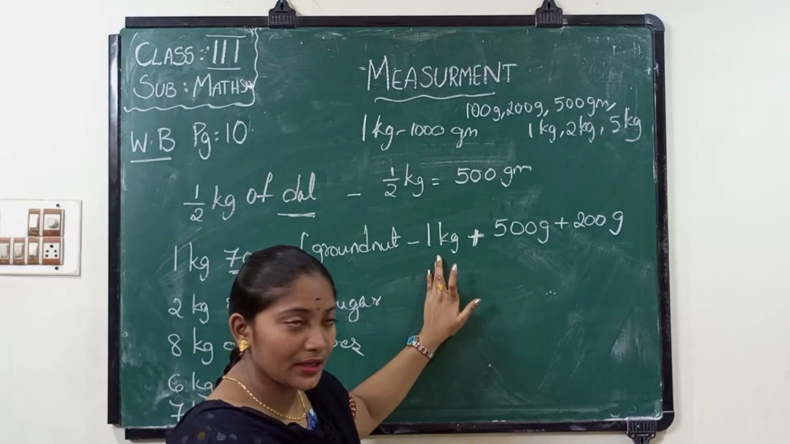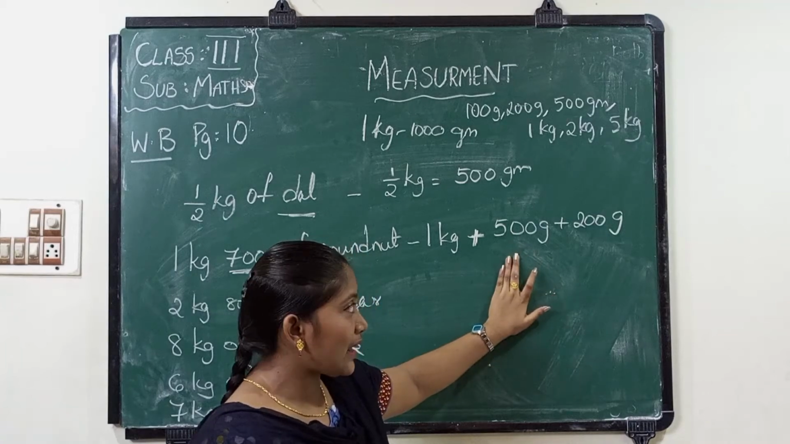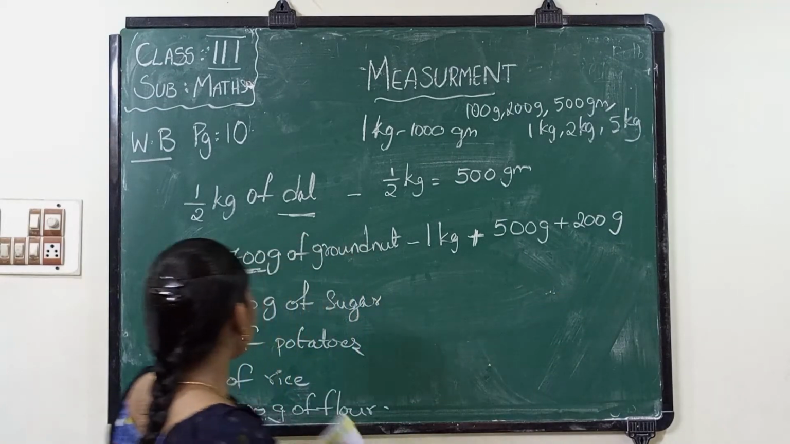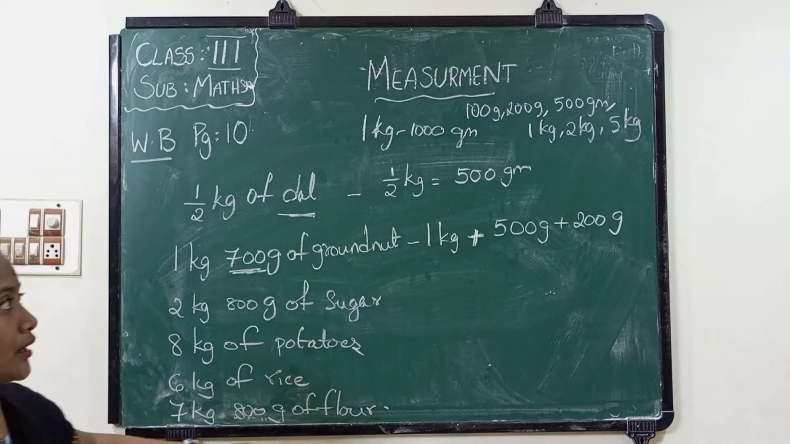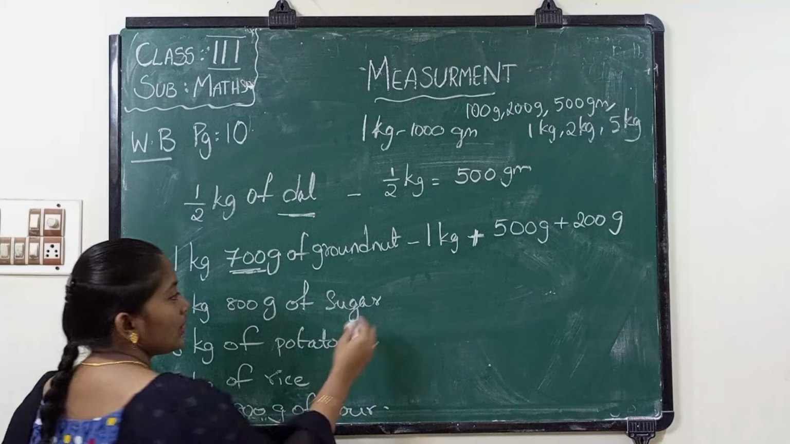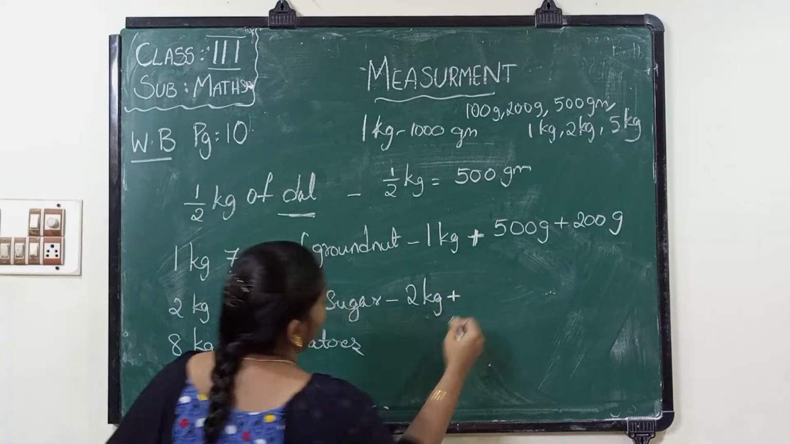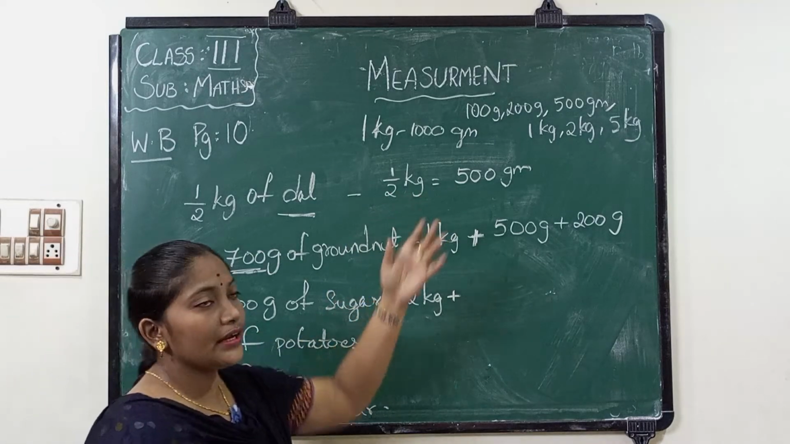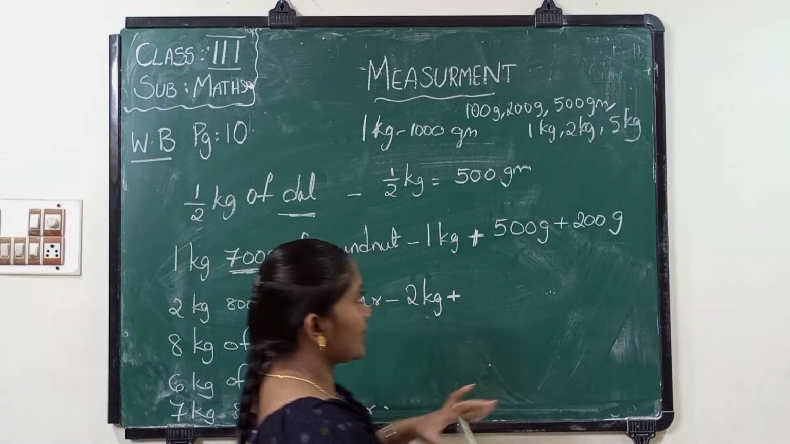So here I am using one 1 kg stone, one 500 gram stone and one 200 gram stone. So next one, 2 kgs 800 grams of sugar. 2 kg stone is also there. So here 2 kg stone, and for 800 grams we are not having any 800 grams stone here. So here I am using 500 grams.